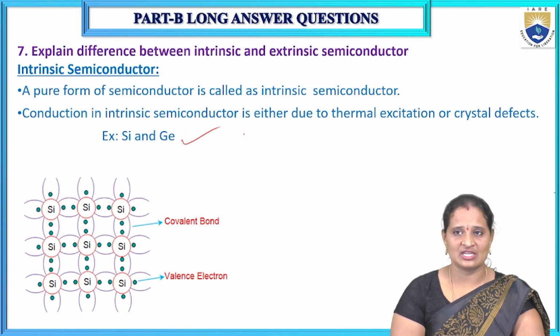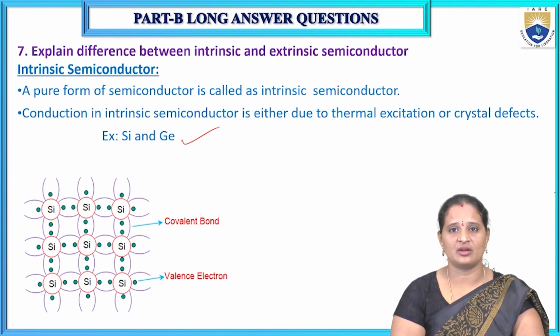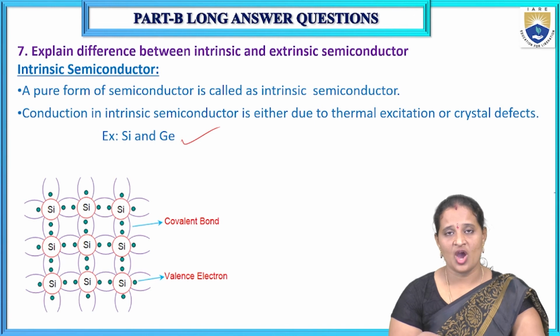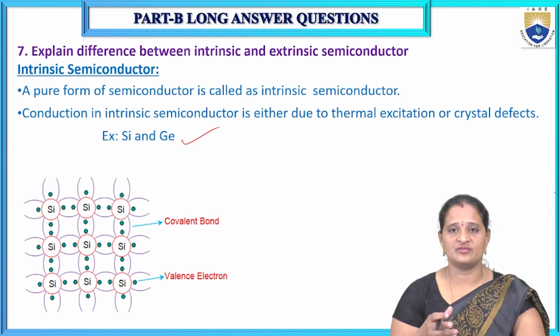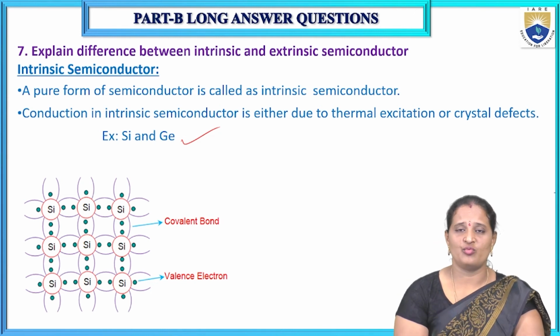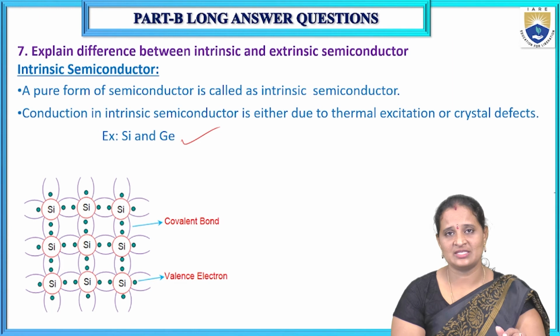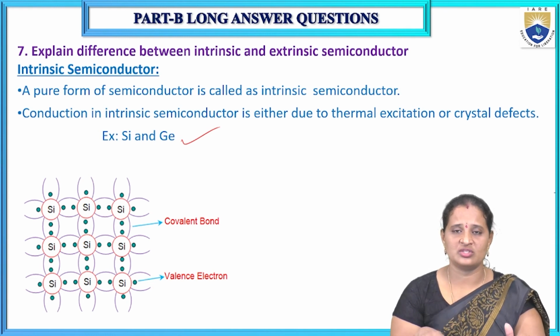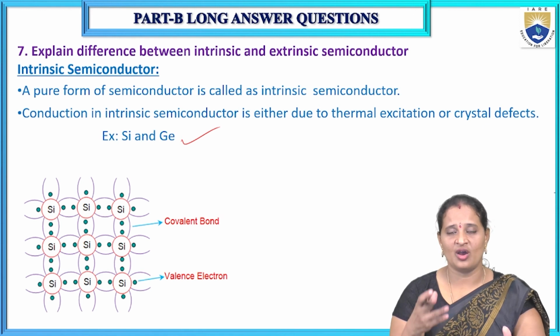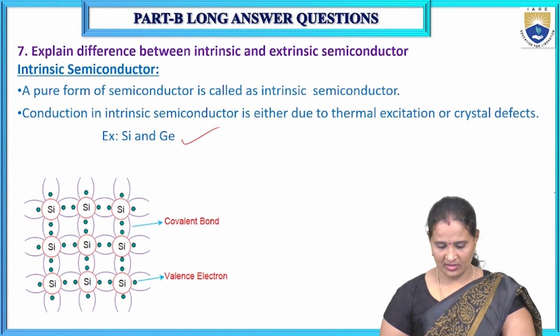Just give the crystal structure of a pure semiconductor, how the bonds are formed, how the current conduction is taking place in intrinsic semiconductor. Just explain that. Okay, how the bonds will be broken and how the electrons and holes are created and how they are moving from one place to the other place. So that you just explain. Draw the crystal structure and explain the formation of bonds and when the bonds are broken and how the current is flowing through the intrinsic semiconductor.